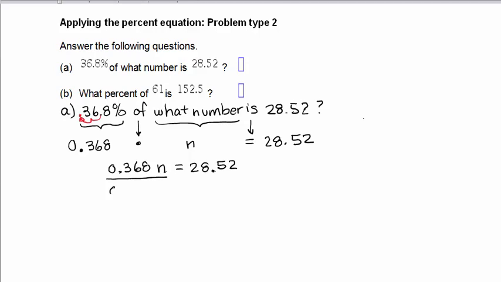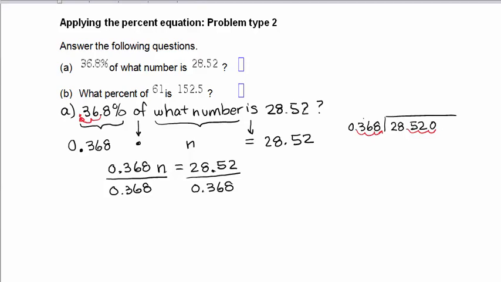We divide by the coefficient. Doesn't matter that it's a decimal. So we divide by 0.368 on both sides, and it becomes a long division problem. So let's go ahead and do that here. So we have 0.368 goes into 28.52. And again, I need to move my decimal place now 3 places to the right.